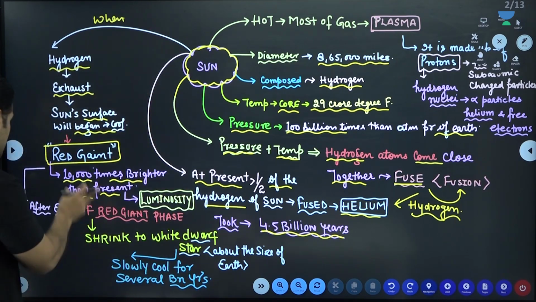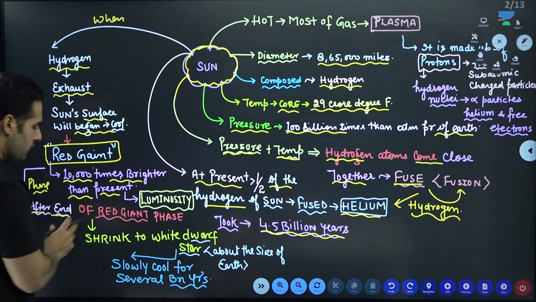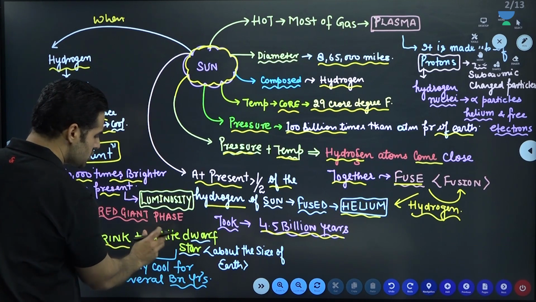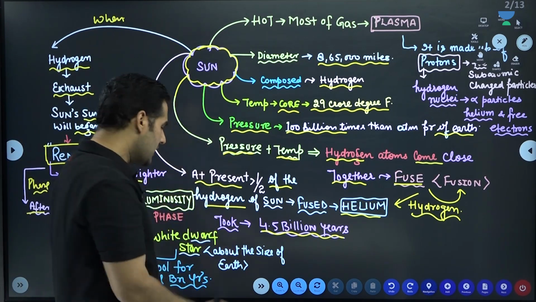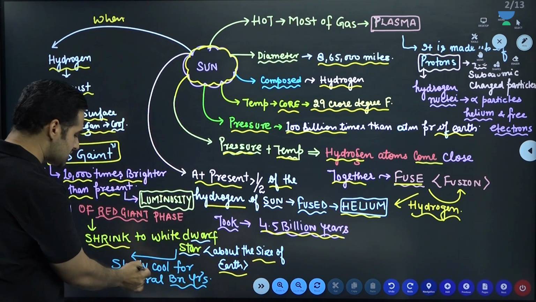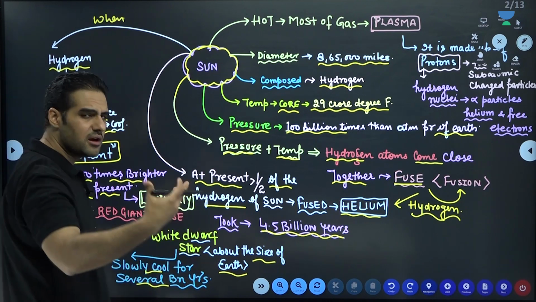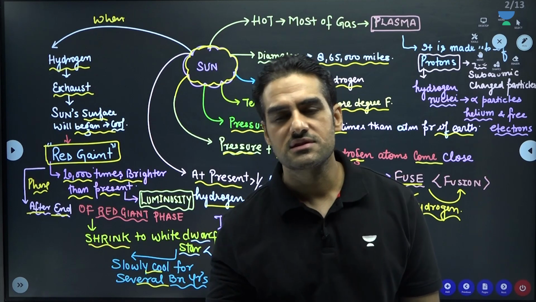And once the phase of red giant ends, what will happen? The sun will shrink to a white dwarf star. Dwarf means small, and it will shrink up to the size of Earth, and it will slowly begin to cool for several further billion years. Hope these basic characteristics of the sun are clear.